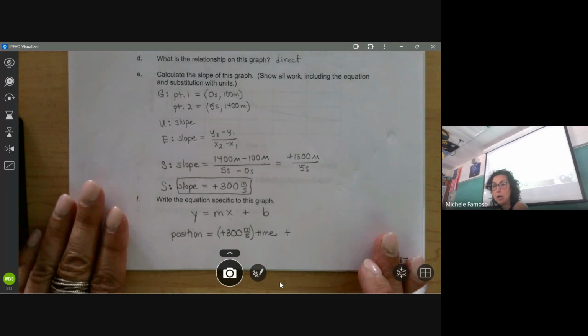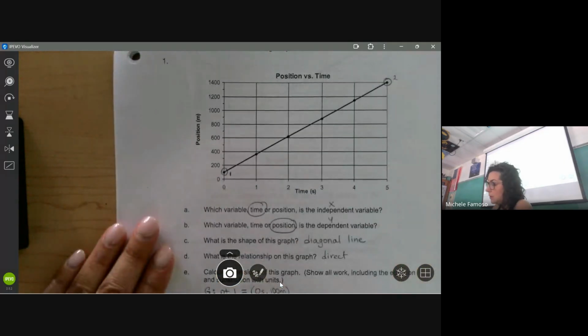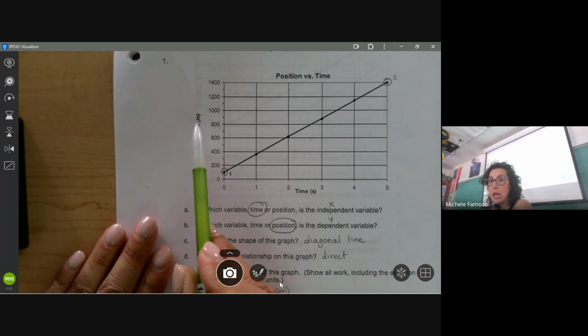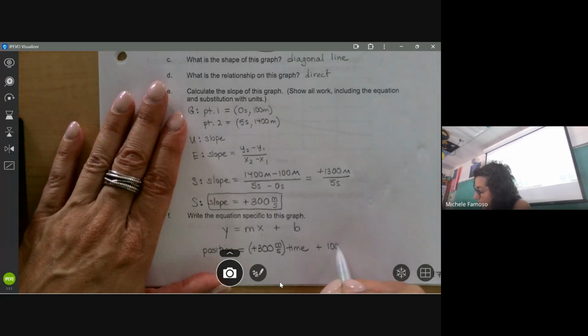So let's look at the graph. Remember, the y-intercept is the y-coordinate when the x value is 0. So here's my 0. I come up. What number would be here? 100 meters. So we add plus 100 meters.